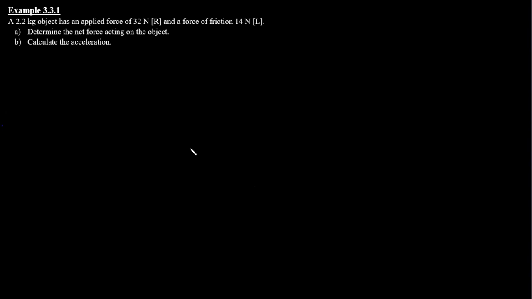Okay, so we're going to get our first chance here to solve a problem using Newton's second law. Example 3.3.1 says a 2.2 kilogram object has an applied force of 32 newtons right and a force of friction of 14 newtons left. It wants us to A, determine the net force acting on the object, and then B, calculate the acceleration.